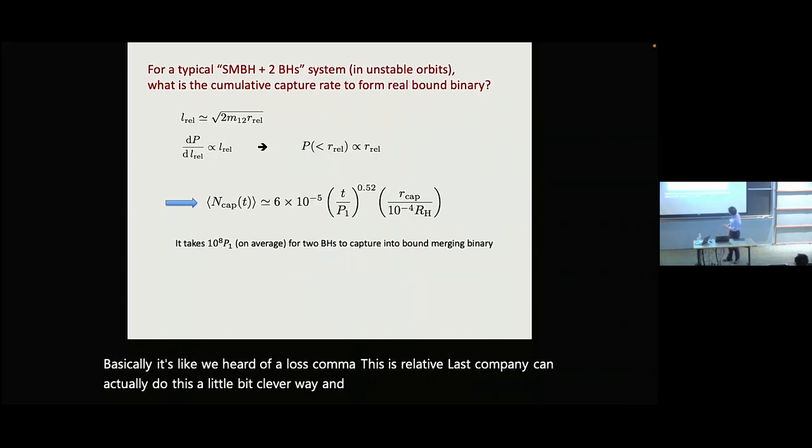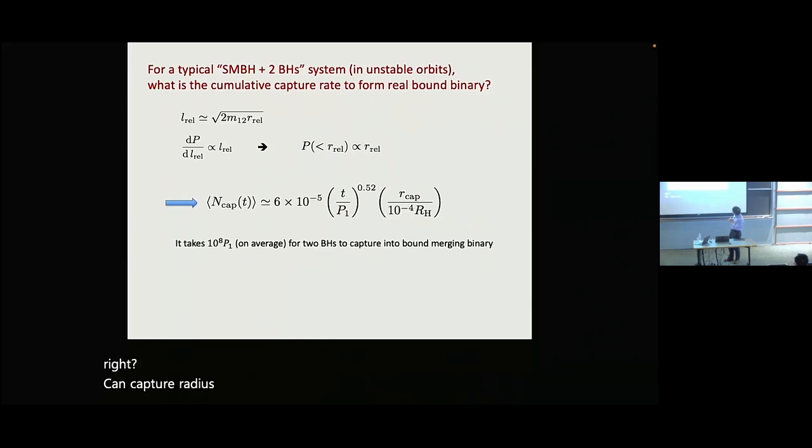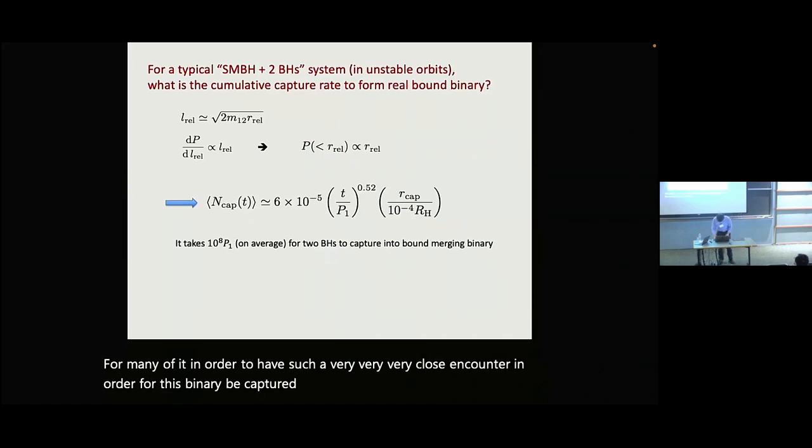I'll skip the detail. This is the average capture rate as a function of time, depending on capture radius. From this, you find that it basically takes on average about 10 to the 8 orbits to have such a very, very close encounter in order for this binary to be captured and become a merging binary.